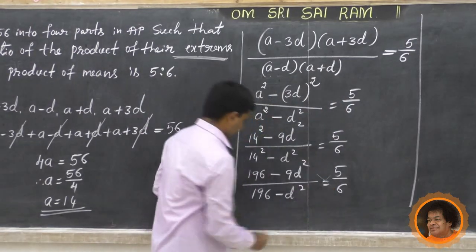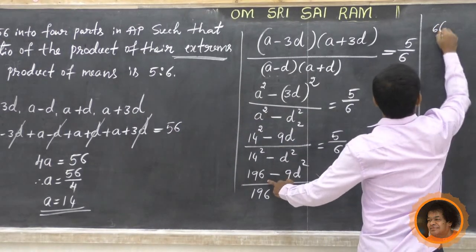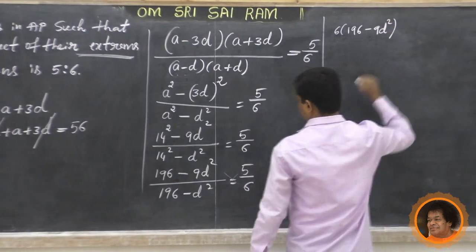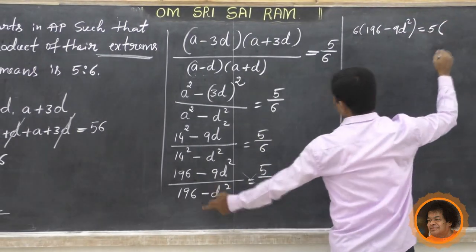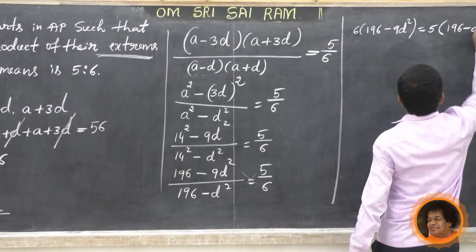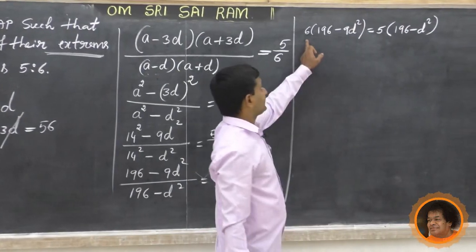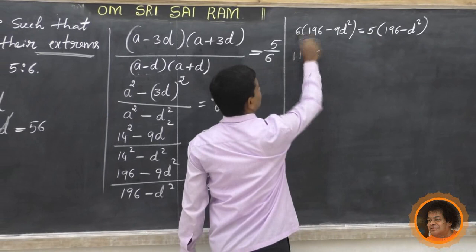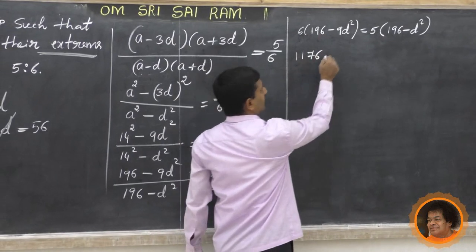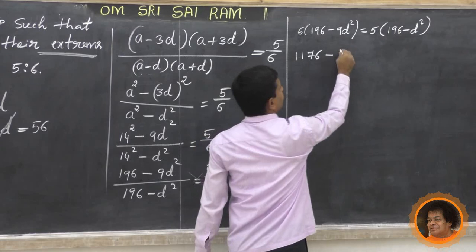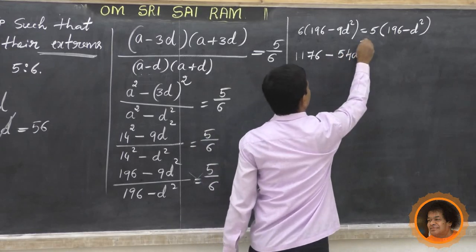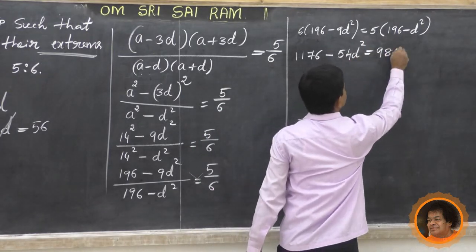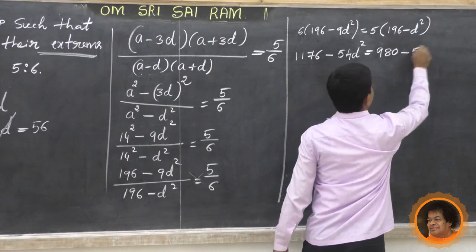Now cross multiply: 6 into (196 minus 9d²) equal to 5 into (196 minus d²). Now multiply. 6 into 196 is 1176. So the product is 1176 minus 6 into 9, 54d², equal to 5 into 196, that is 980 minus 5d².